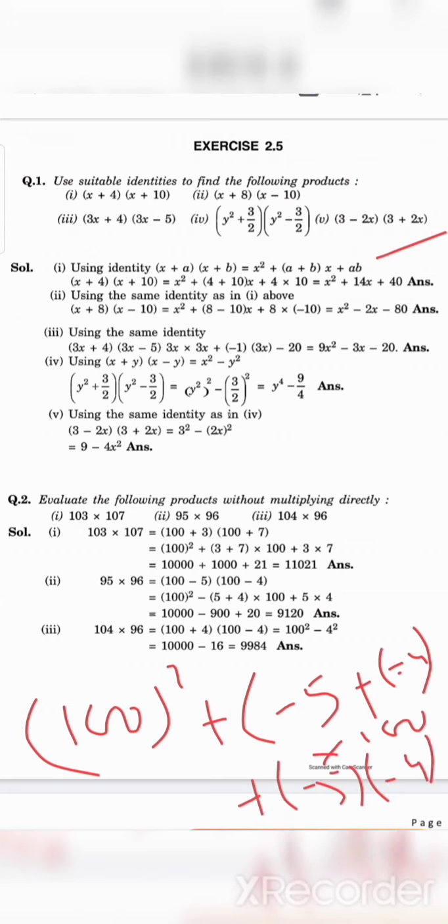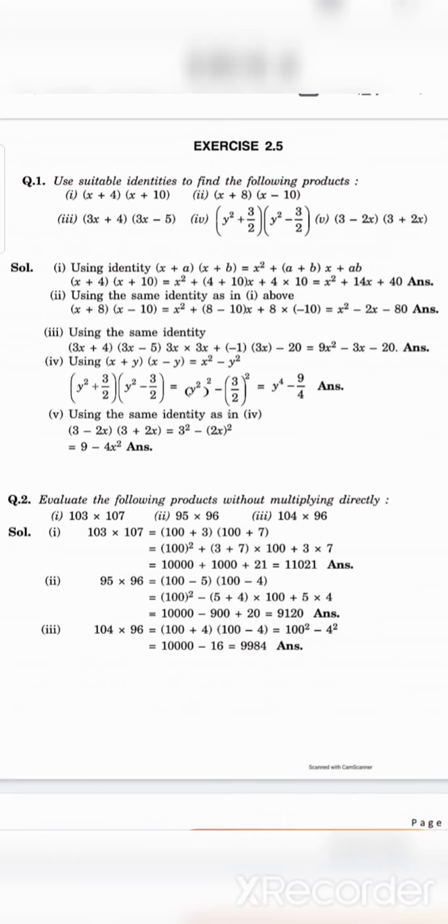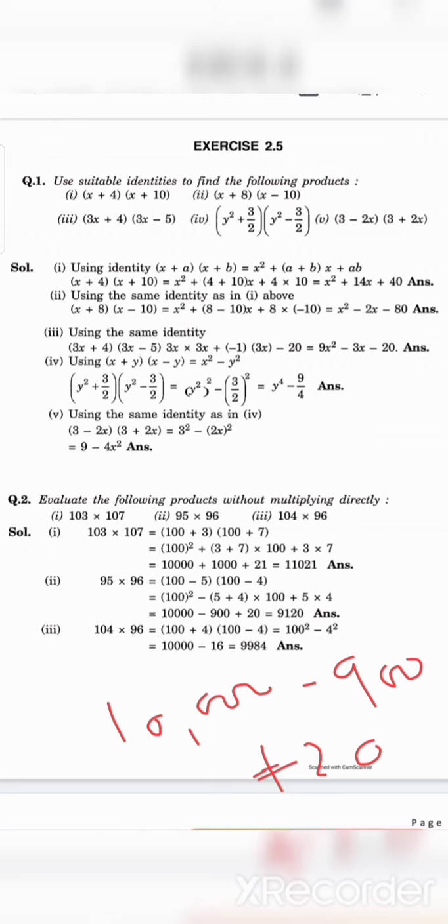Now simplifying this step we get 100 square means 10,000, minus, since minus and minus is plus and the symbol is minus, 5 plus 4 is 9, and 9 multiplied by 100 means minus 900, and minus minus multiplying gives plus, 5 fours are 20. So we get the answer: 10,000 minus 900 plus 20. Subtracting and adding the terms, last we get the answer 9,120.